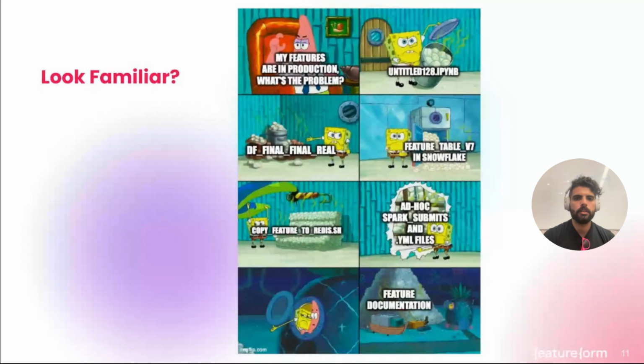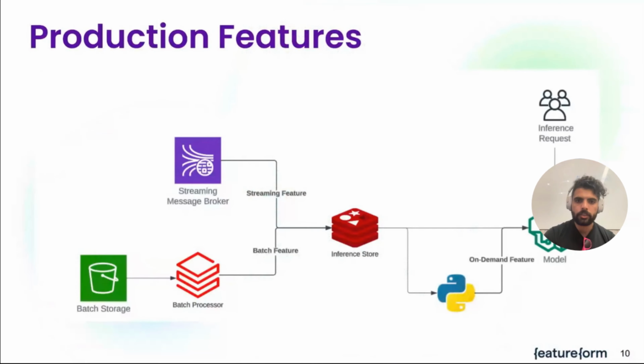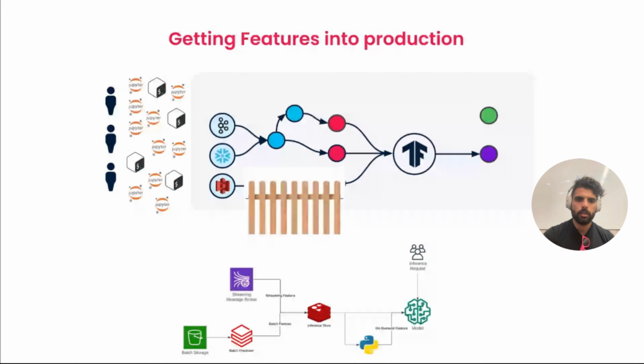is fix this. Make it so that we're no longer dealing with untitled notebooks. Make it so we're no longer dealing with DF finals, feature store v7, running ad hoc Spark submits, not having any feature documentation, lineage, or anything. Make it so that every feature we build is very easy to toss over to deployment. Everything we build, without having to change too much, automatically is built in such a way where it's very easy to deploy for production.